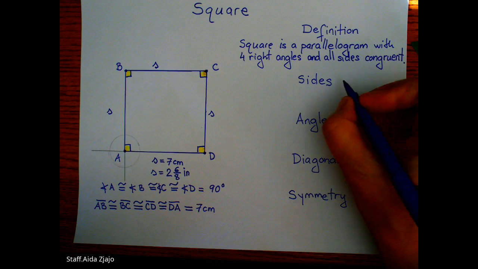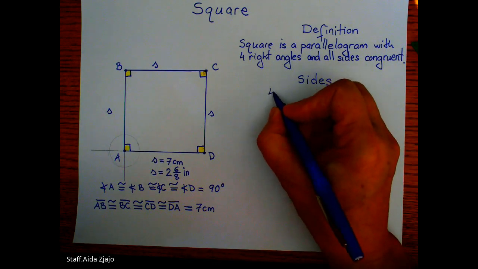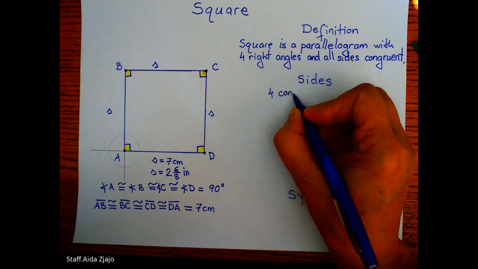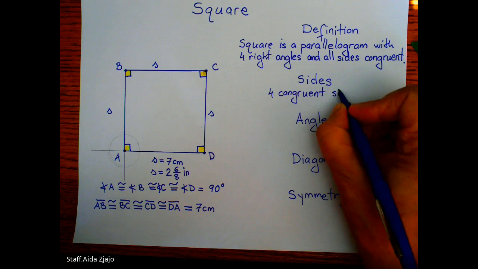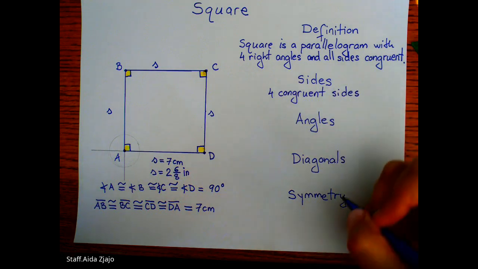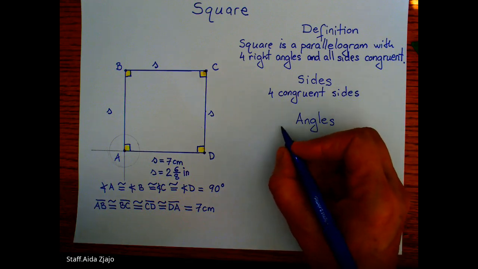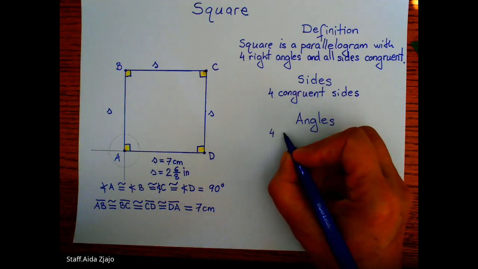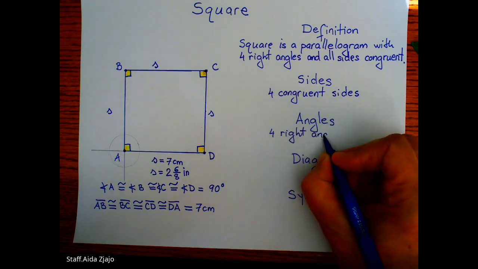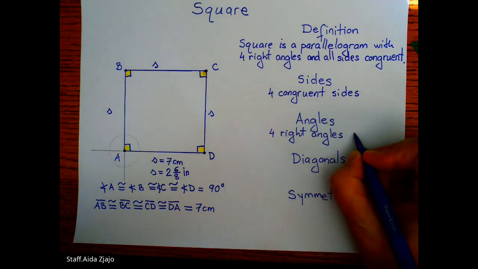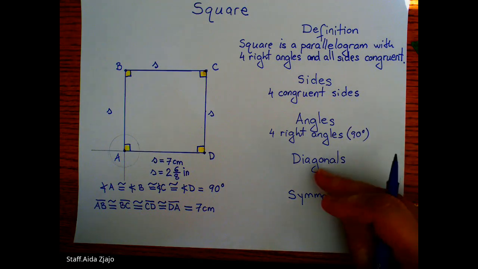Okay, so we can say that a square has 4 congruent sides, and angles, 4 right angles. And now we can explore diagonals.